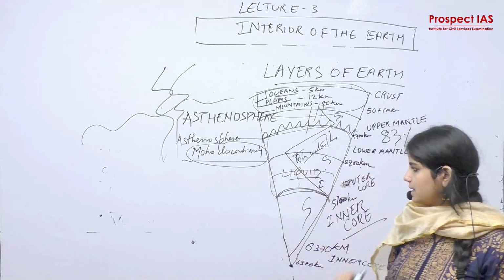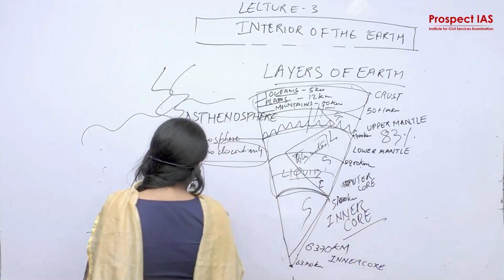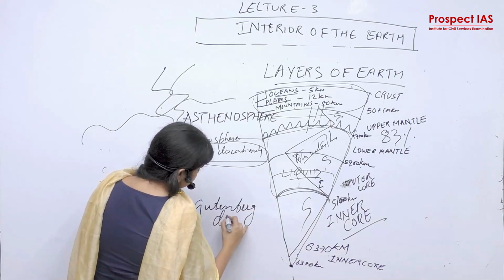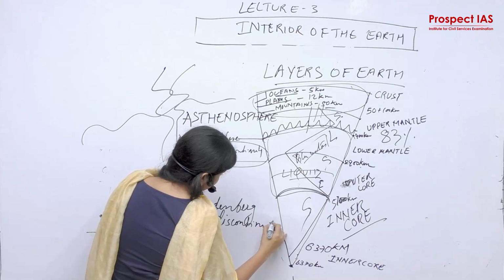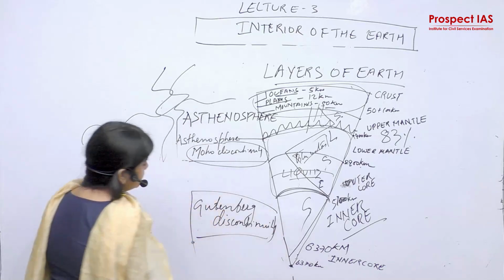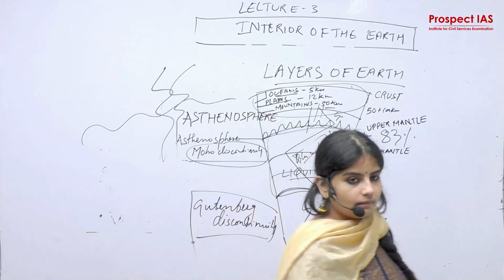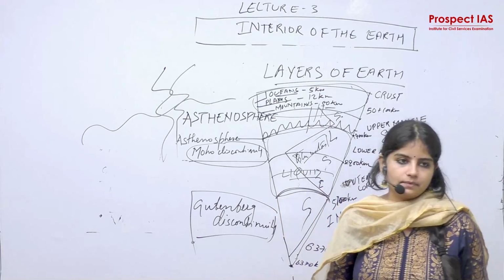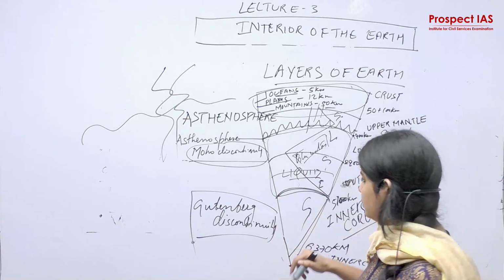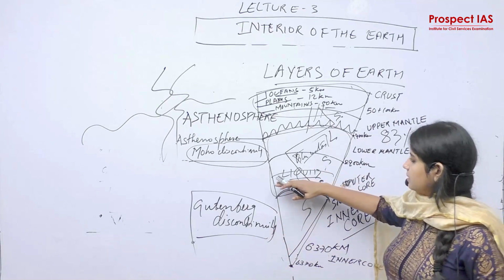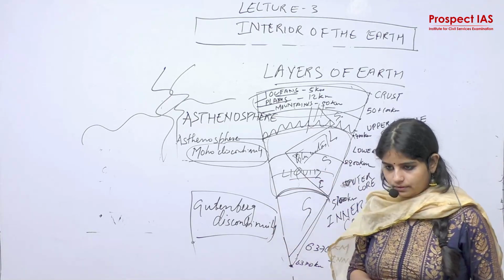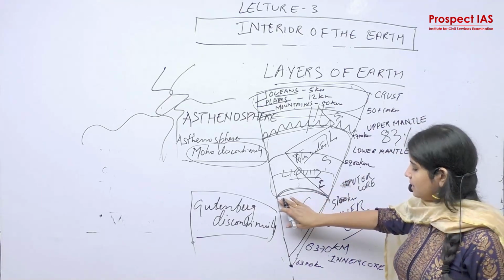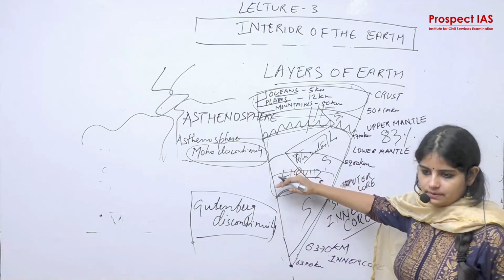Okay, one thing I need to discuss: Gutenberg discontinuity. What is Gutenberg discontinuity? Here also, you can write in the core section. Wherever you are writing the core section, you can write Gutenberg discontinuity. Online students also. It is a division or a discontinuity between mantle and core. That's why the change of state of matter is here. The discontinuity changes everything from one layer to another.